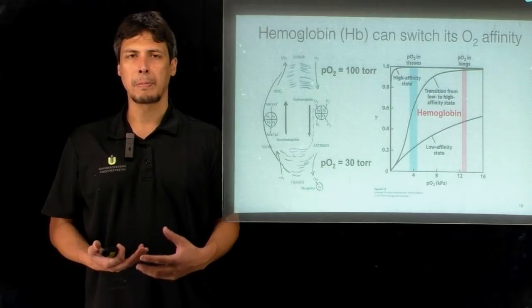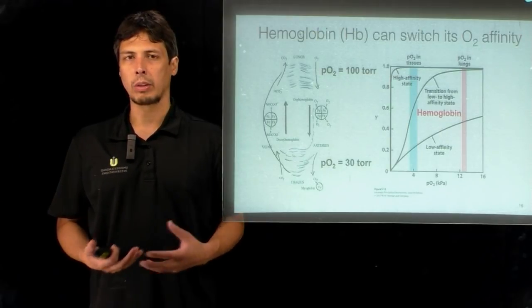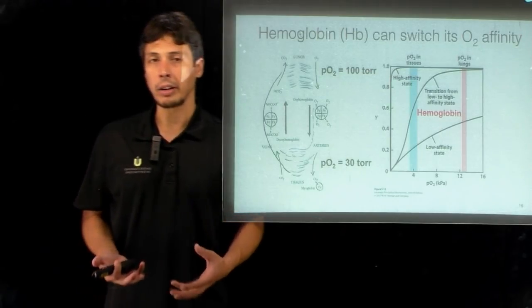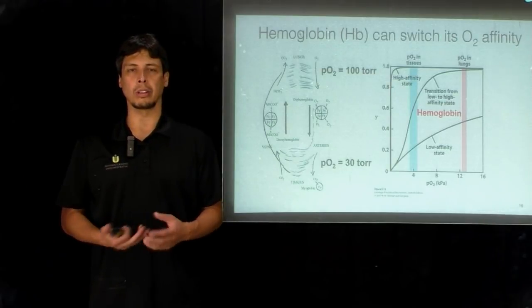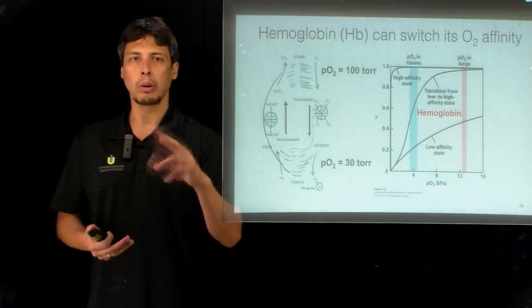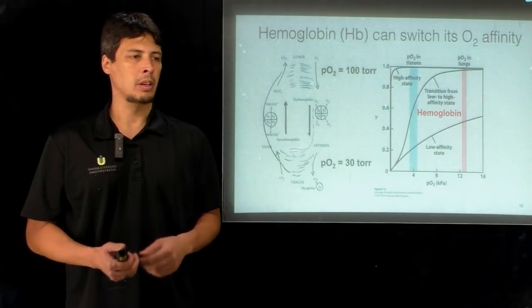Only about half of the sites in this case would be occupied with oxygen. So that means while it might dissociate the oxygen well in tissues, it wouldn't bind O2 very well in the lungs. And so we need to have both of these functions in conjunction.